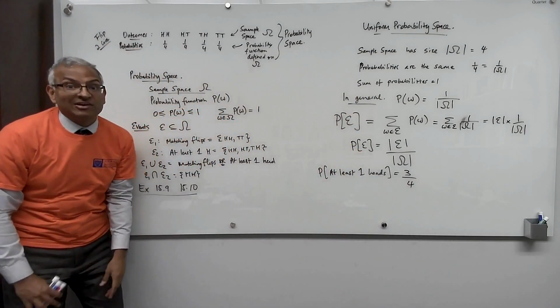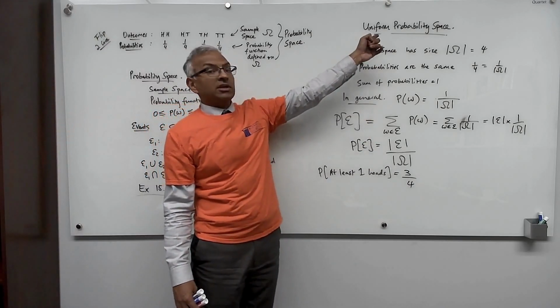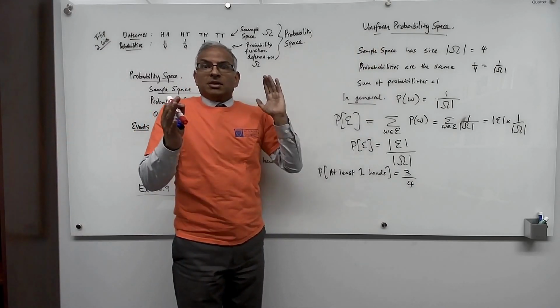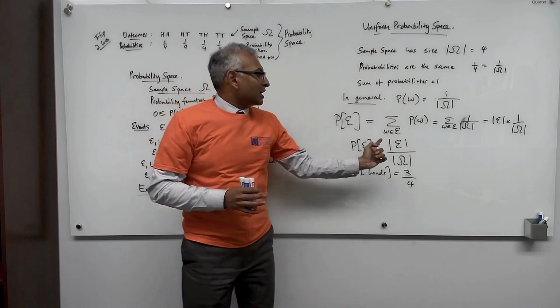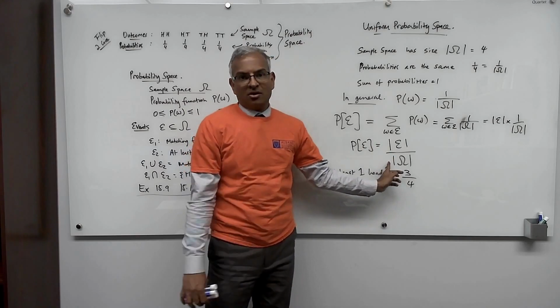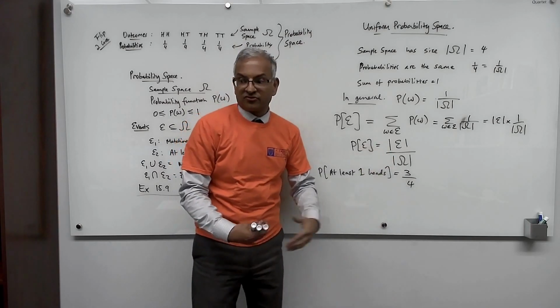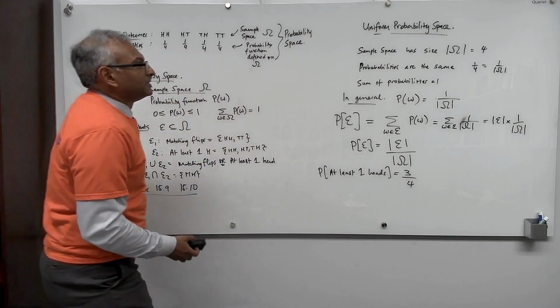Now, why is this very convenient? This is very convenient because computing probabilities for a uniform probability space exactly equates to counting the sizes of sets, the size of the event and the size of the sample space. That's what it equates to, counting the sizes of sets. So let's do an example of that.